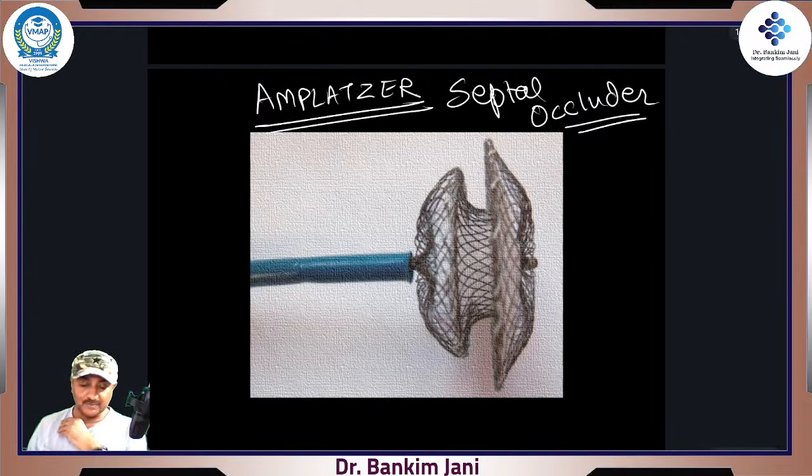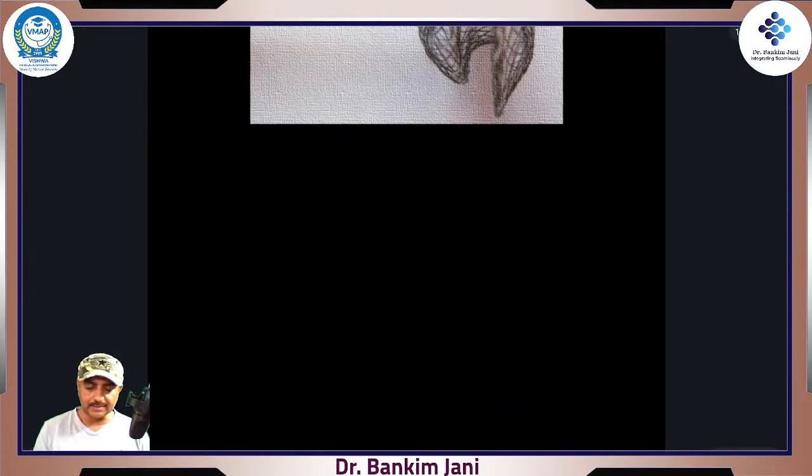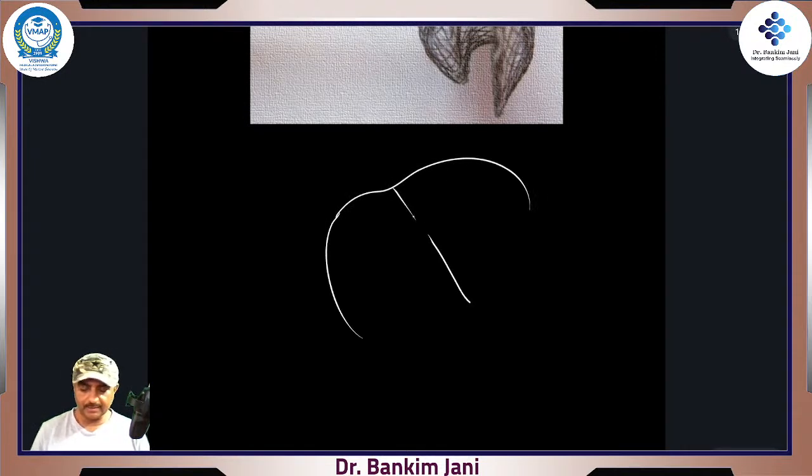Now this one is for ASD. Similarly, there would be one for VSD, so we have to identify between both of them. But things are very easy to understand. This is the gap, and we have to fill this gap. This is high pressure on this side, that is on the left atrial side, so we have to just seal it properly. And this is the right atrium, which is low pressure.